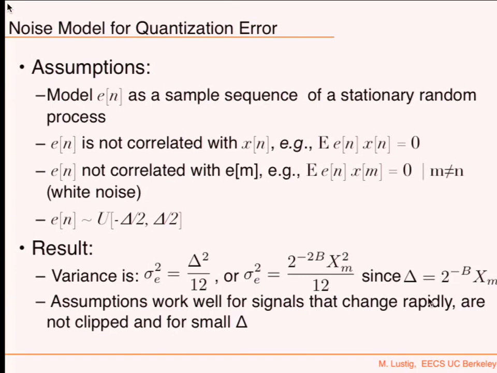So it turns out that this assumption really works well for signals that change rapidly with respect to your sampling. And it makes sense, because if you have something that changes really slowly, of course the errors are going to be correlated and similar to each other. But if my signal changes really rapidly, then all the quantization errors are going to be quite different. And also, we need a signal that is not clipped, so it doesn't reach the maximum and so on.